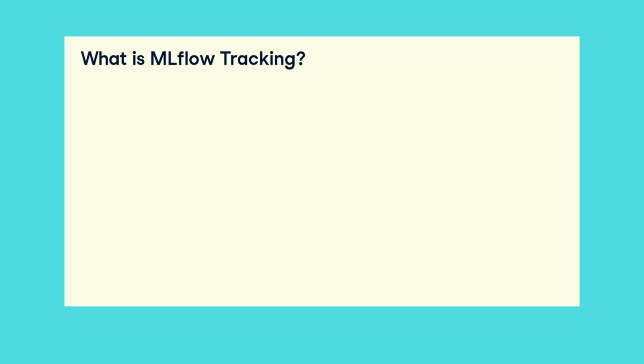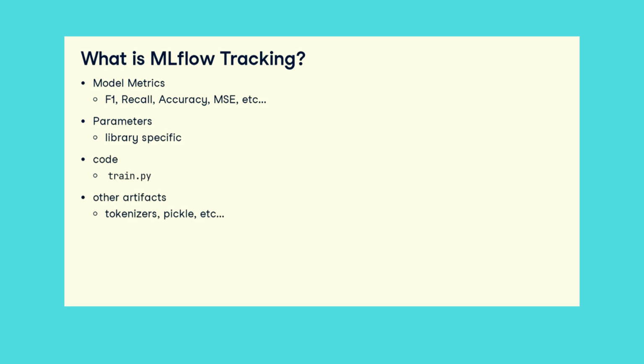MLflow Tracking is a component of MLflow that allows users to track metrics and parameters through an API. MLflow Tracking also allows users to save artifacts such as code or other file types. MLflow uses the term logging when data or an artifact is saved to MLflow Tracking.